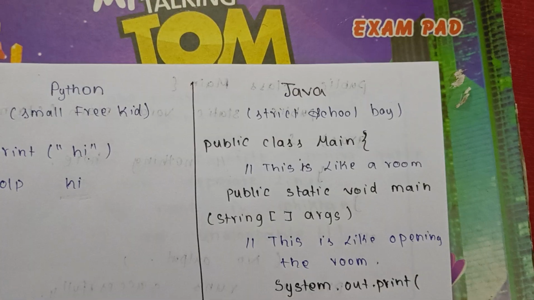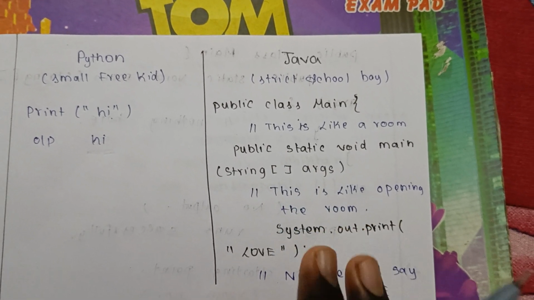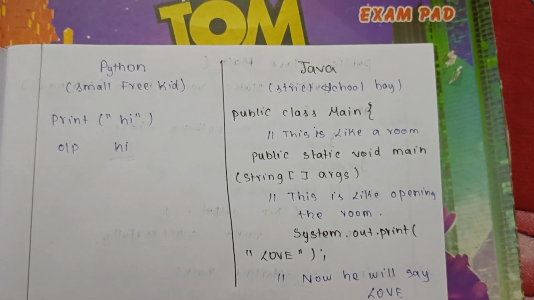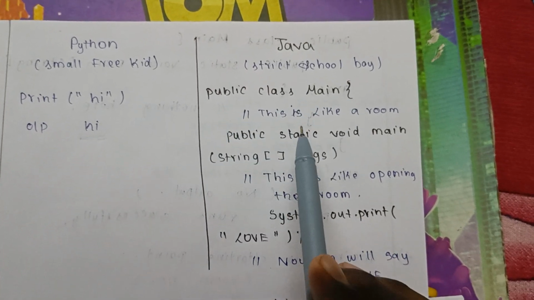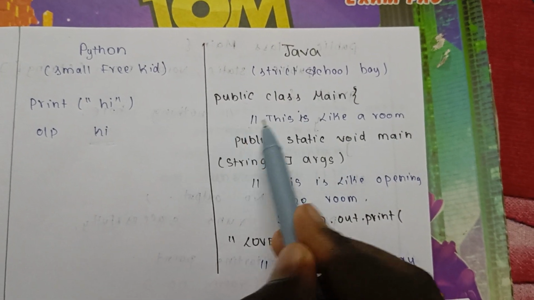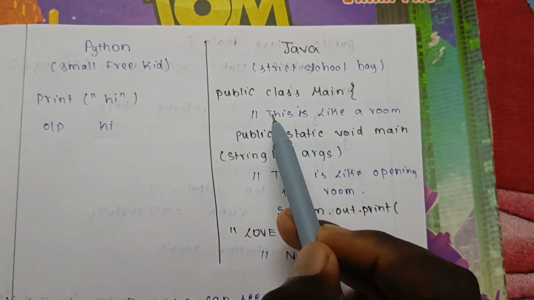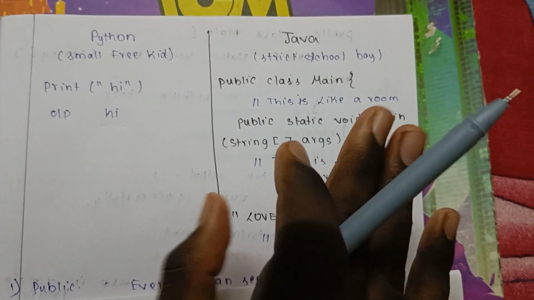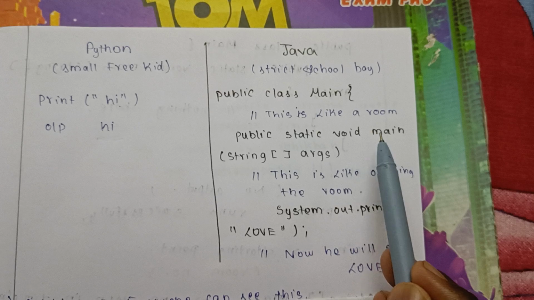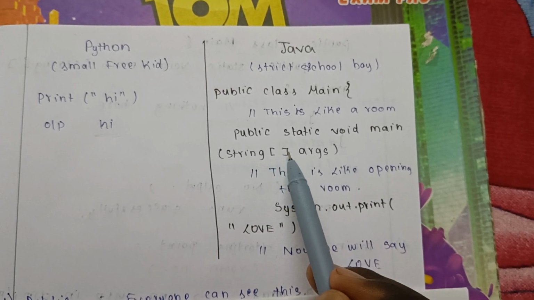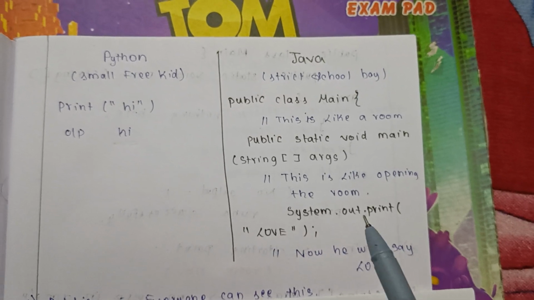But think about Java as a street school boy. If you ask him to say hi, he says, I need a classroom, and in that classroom I need a door. So like that, think of public class main as a classroom. I am commenting this, so the program will not check this line; the cursor will move to the next line. Okay, public class main: this will be the room. Are you imagining that? The next line, public static void main, and String in square brackets args: this is like an opening door. In a classroom there will be a door, right? That's the door.